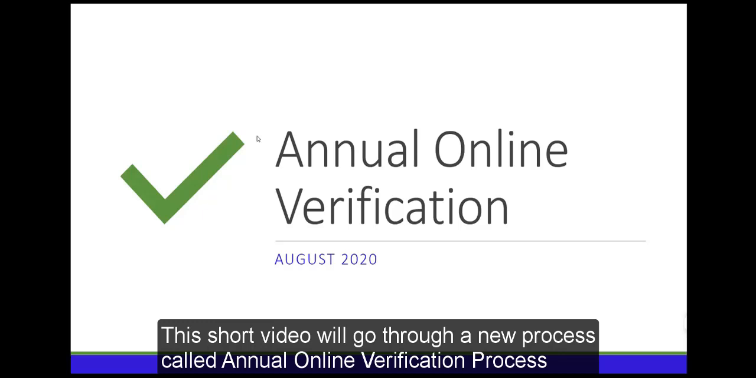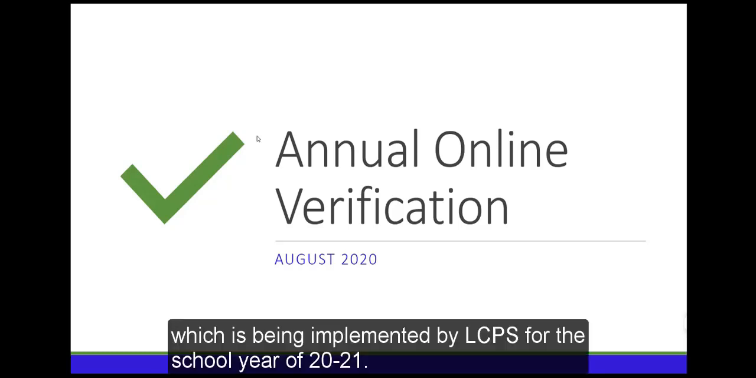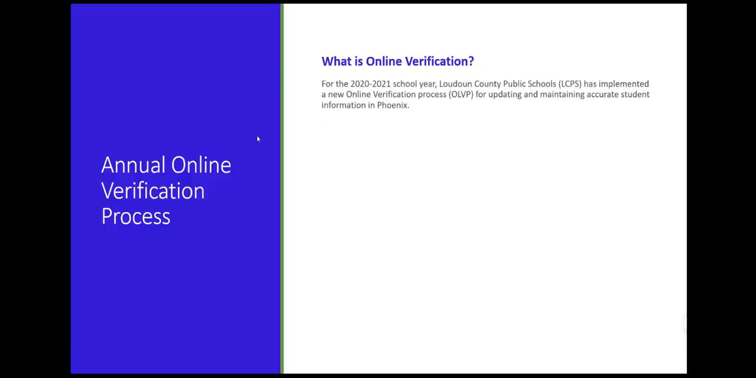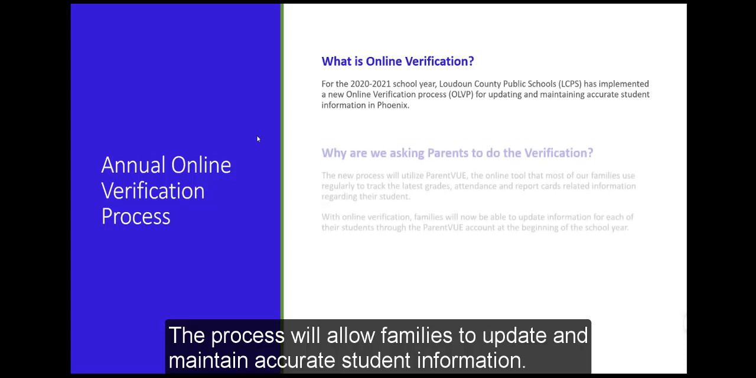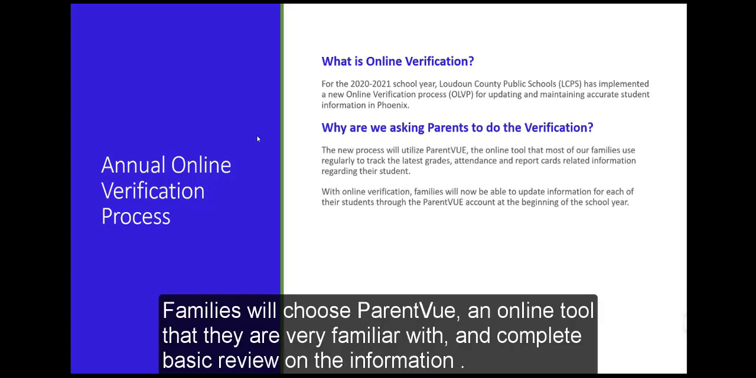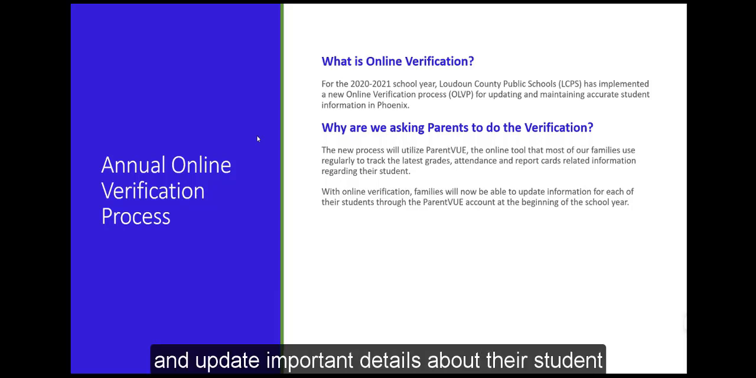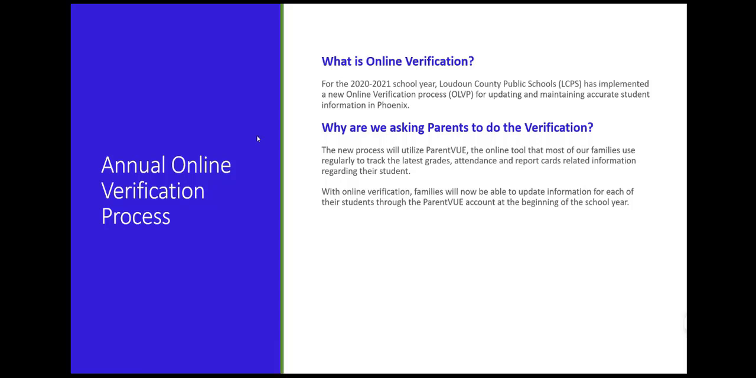This short video will go through a new process called Annual Online Verification Process that is being implemented by Loudoun County Public Schools for the upcoming school year of 2021. The process will allow families to update and maintain accurate student information. Families will choose ParentView, an online tool that they are very familiar with, and complete some basic review of information and update some important details about their student.